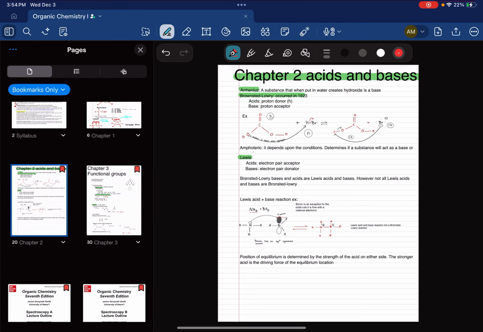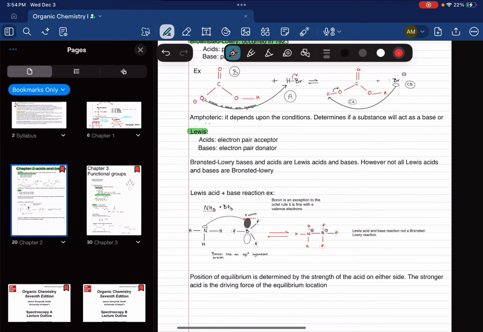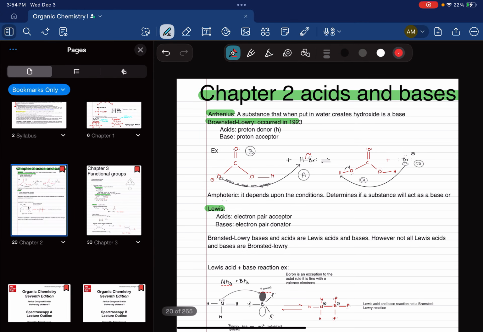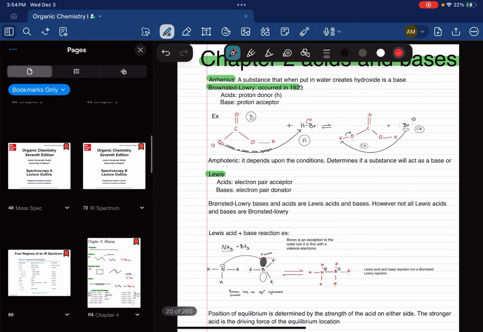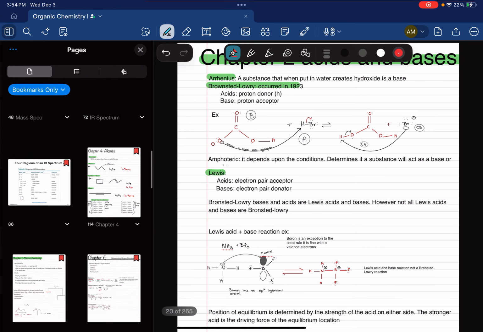Wait, Lewis acid, or did it say Bronsted? I think the question was Lewis. Well, if it said Bronsted, I'll just remember it as a proton acceptor. Yes, it's Lewis. Okay, so let's see, who has... Lewis base.